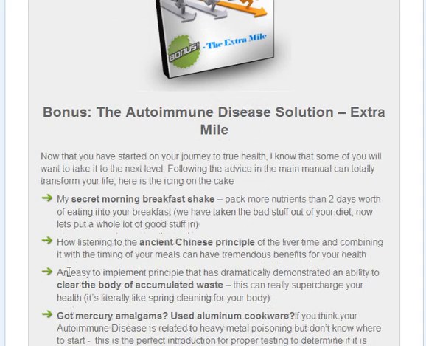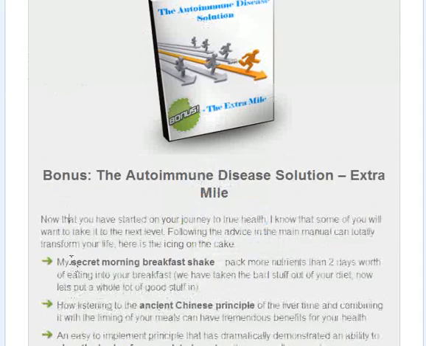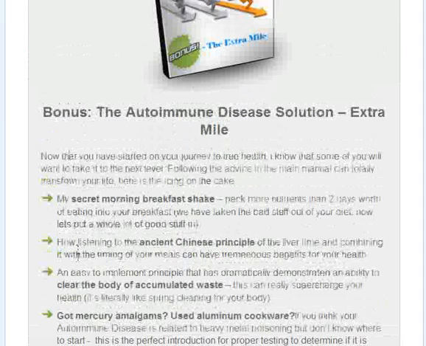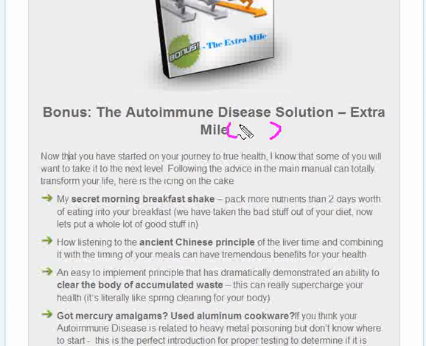Okay, bonus: the autoimmune disease solution extra, the extra mile. When you're giving a bonus, attach a value to the bonus. So here, for the autoimmune extra, what you want to do is indicate the value of the bonus, whether you say that this is a $12 value or $10 value or something like that. Indicate the value of the bonus.